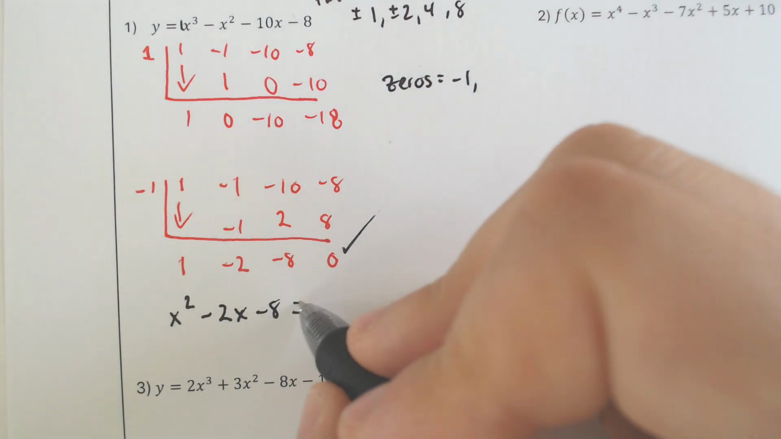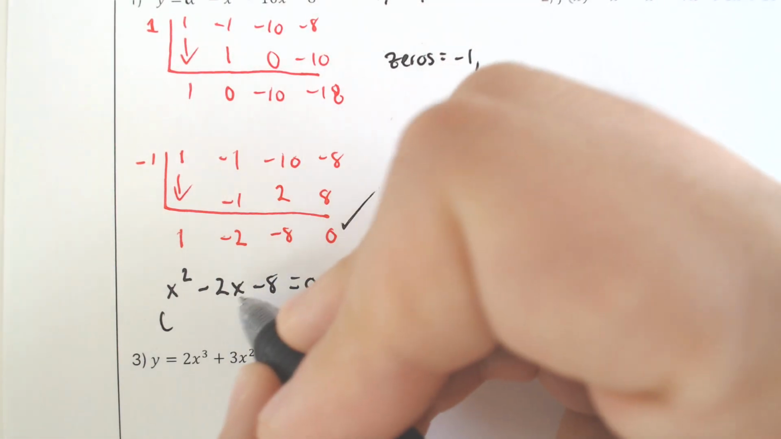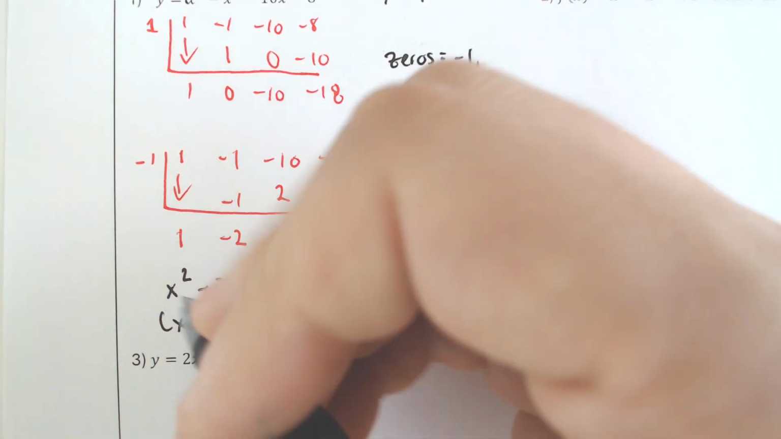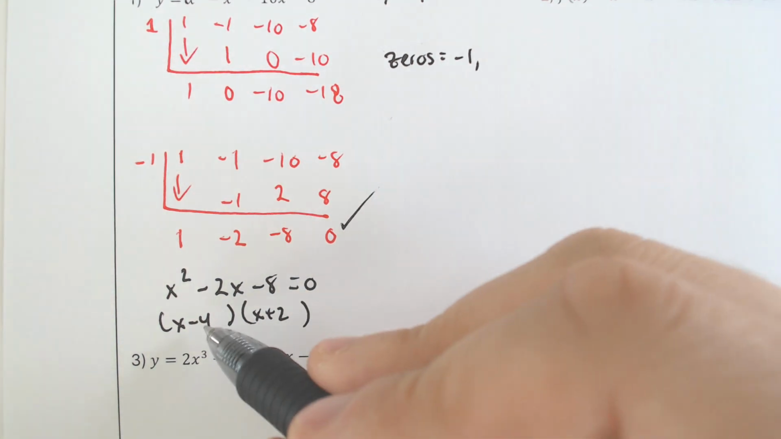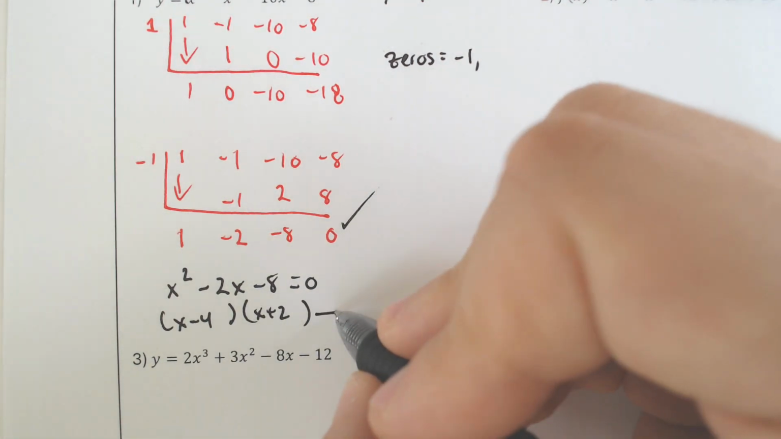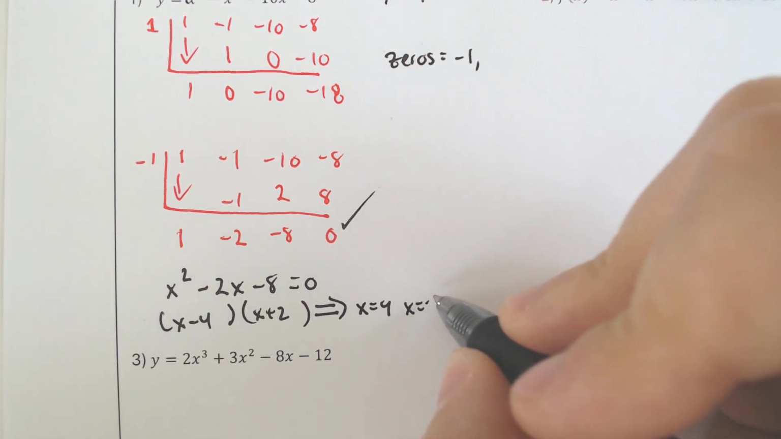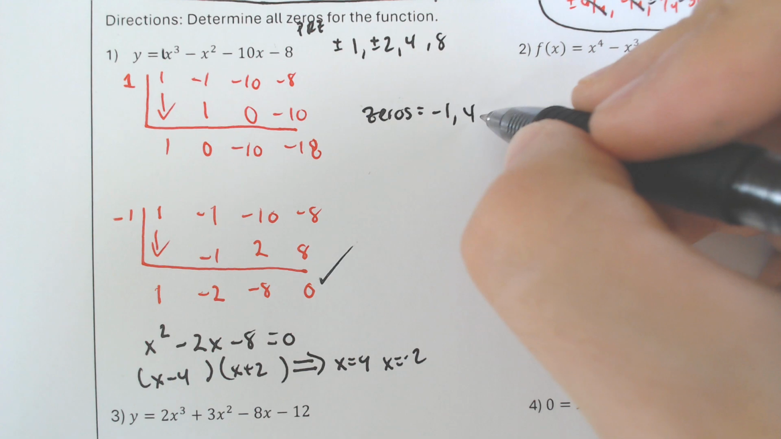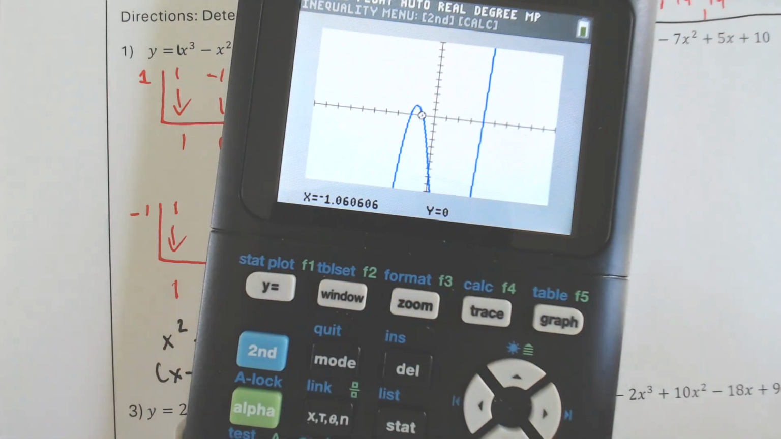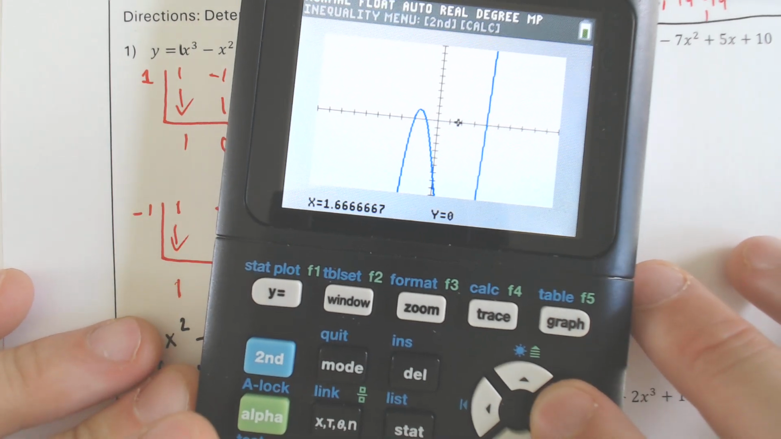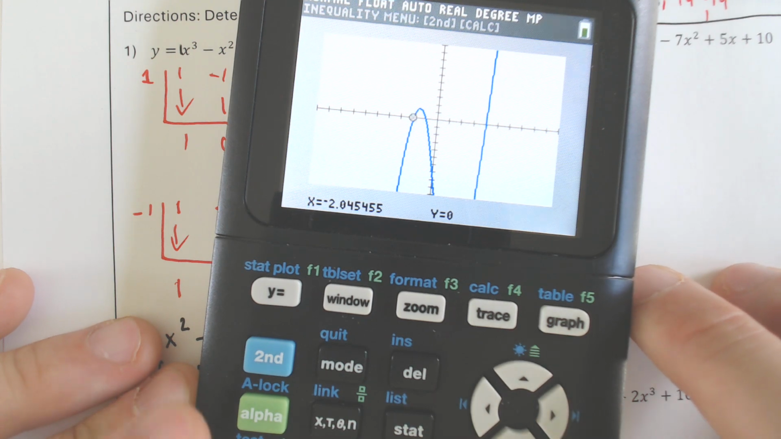Once you get it to an x squared, then from that point, you should factor or use the quadratic formula, whatever method you know will work. In this case, factoring will work. Multiplying to negative 8 and adding to negative 2 would be negative 4 and positive 2, which means that you have two other zeros, that x would equal 4 and negative 2. So we have 3 zeros in total, the negative 1, the 4, and the negative 2. And if you had your graphing calculator, which I kind of quickly took away, negative 1 worked, 4 also worked, and there's the negative 2.